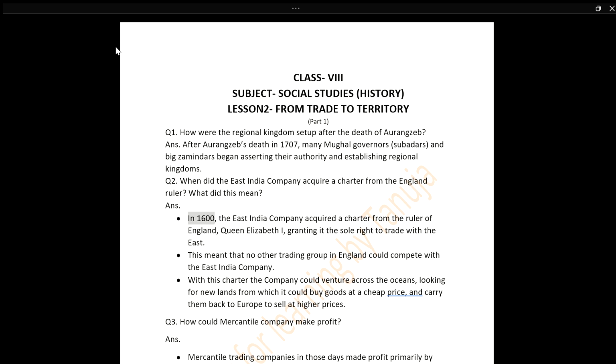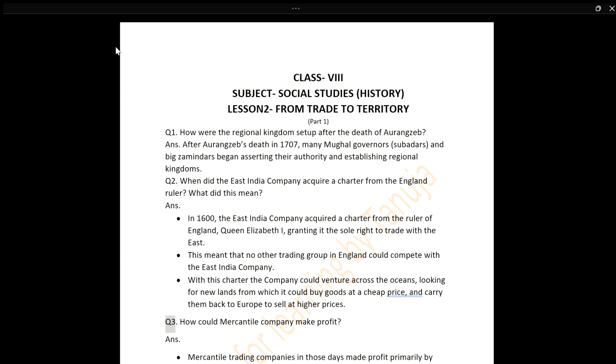Ans. In 1600, the East India Company acquired a charter from the ruler of England, Queen Elizabeth I, granting it the sole right to trade with the East. This meant that no other trading group in England could compete with the East India Company. With this charter, the company could venture across the oceans, looking for new lands from which it could buy goods at a cheap price, and carry them back to Europe to sell at higher prices.